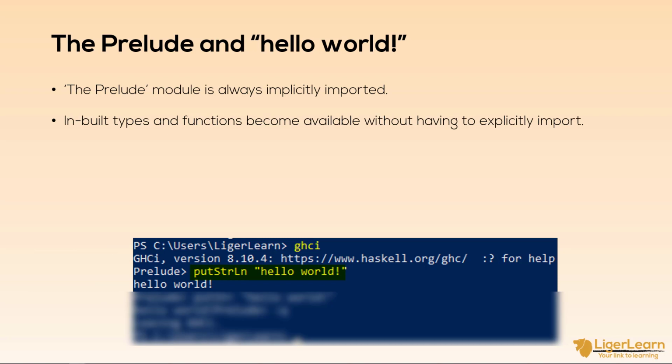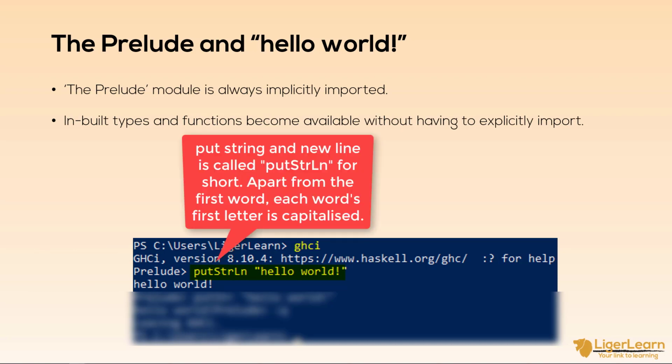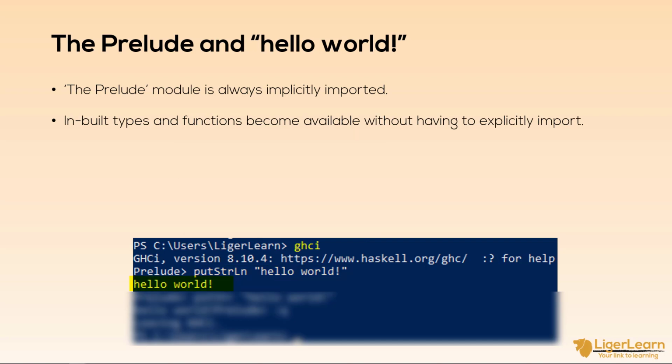Next, we call the putStrLn function, which stands for put string and newline, with the hello world string passed to it as an argument. We can see that the expression is evaluated by ghci and it prints hello world on the screen. If you're asking yourself, why do we need to put a new line at the end of the string, which is what the ln bit of the function name represents, then check out the next line in the ghci session.